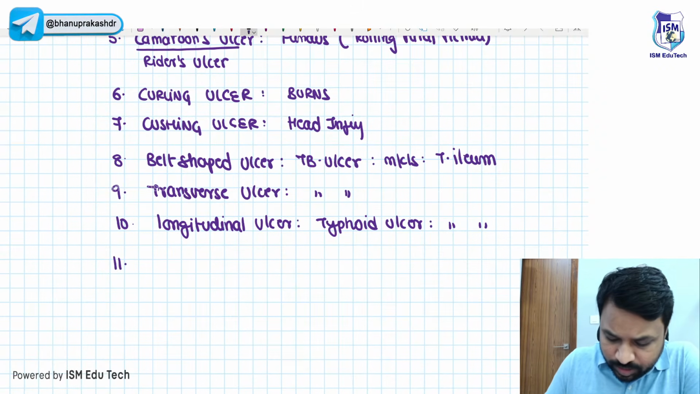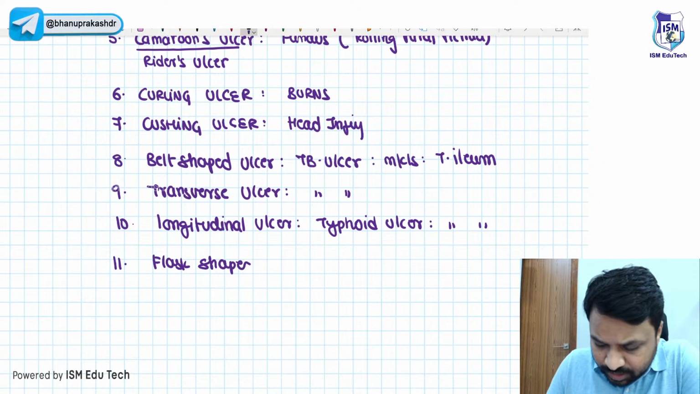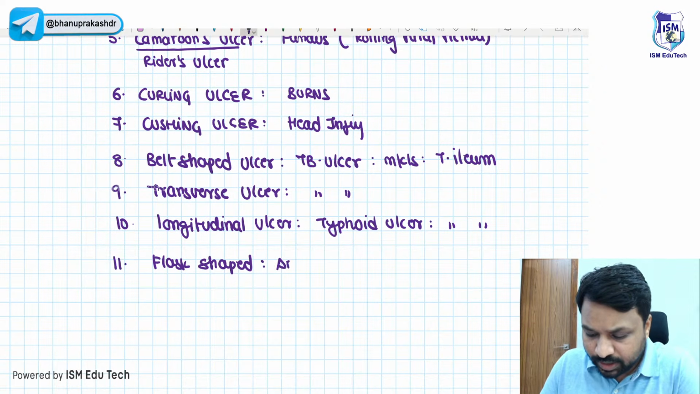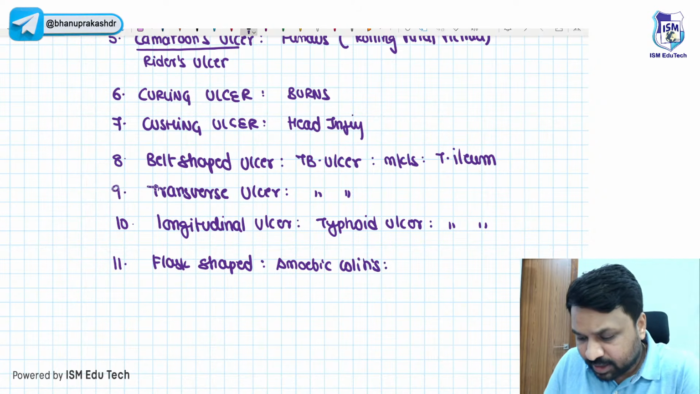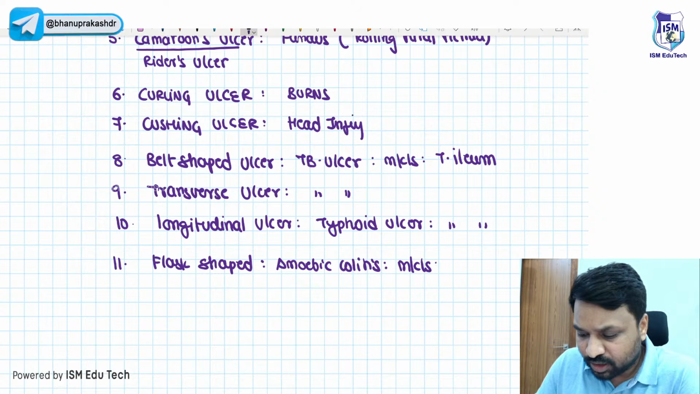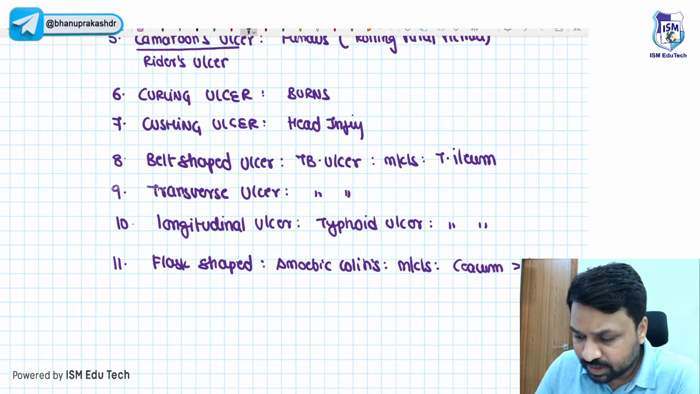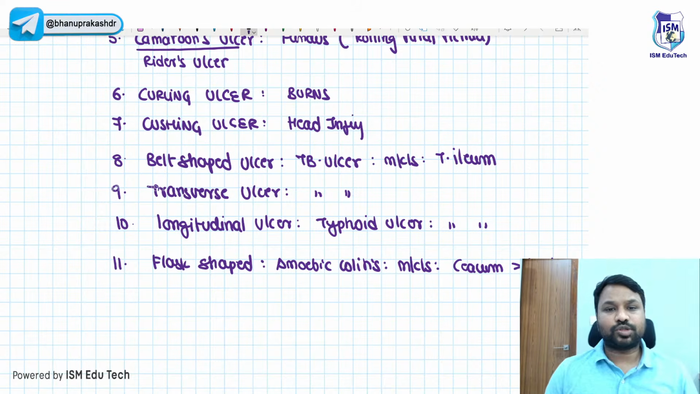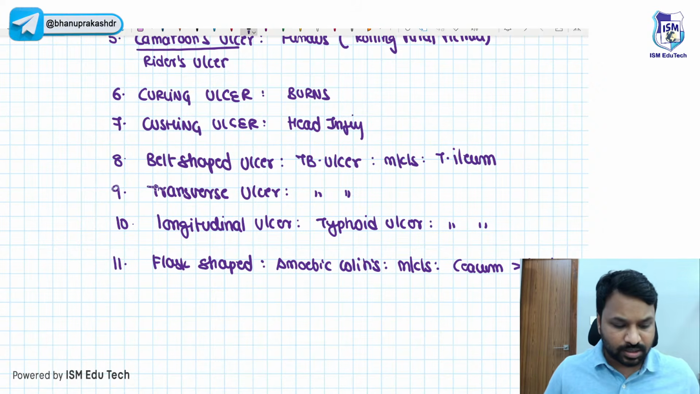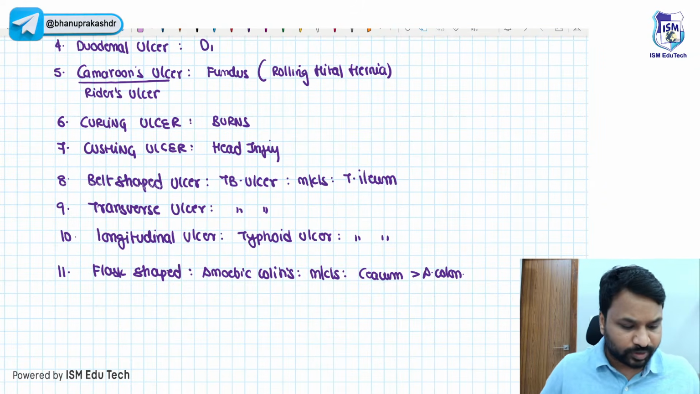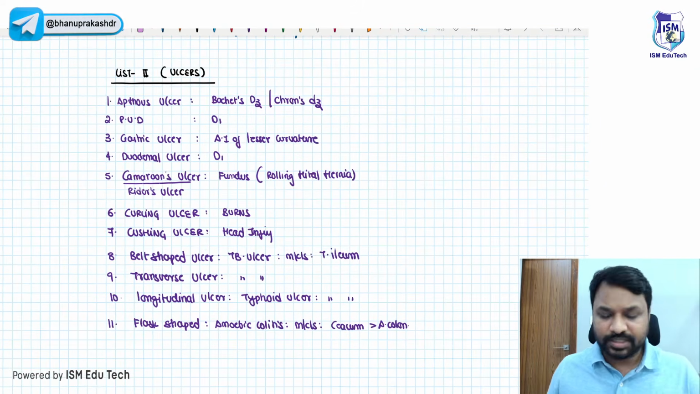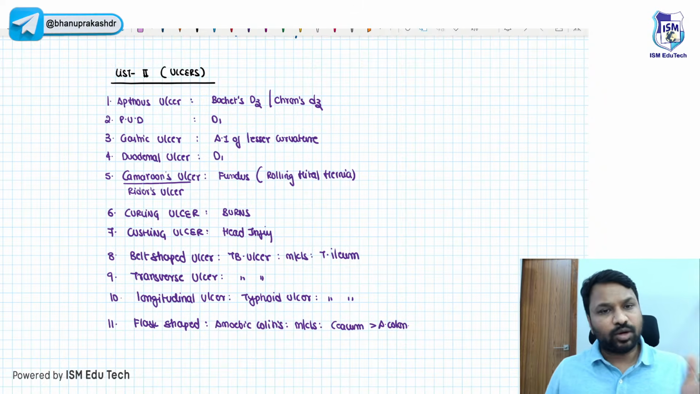Another named ulcer is the flask-shaped ulcer. It is seen in amoebic colitis. The most common site for amoebic colitis is going to be the cecum. If not, then it is the ascending colon, right? So these are the various named ulcers, their locations and causes.